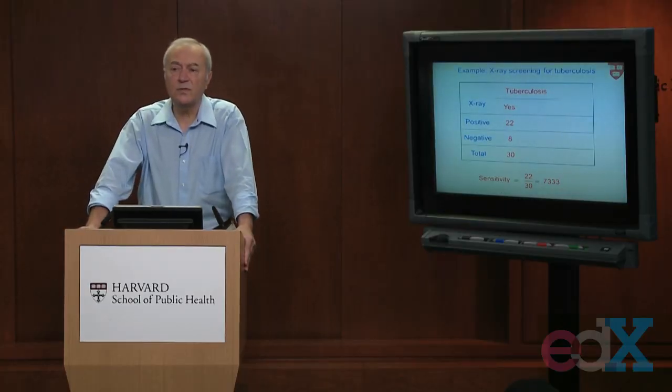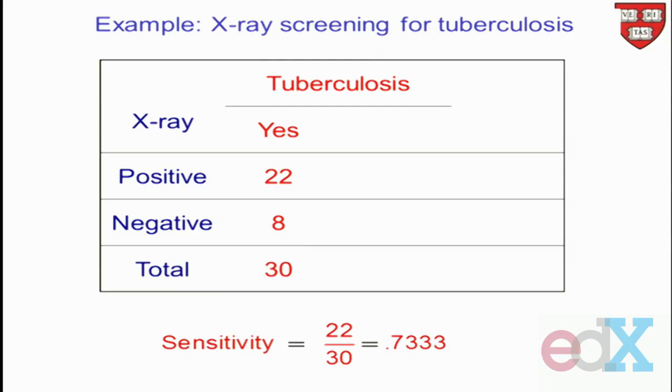Here's an example. Suppose we want to use X-rays to screen for tuberculosis. Here is a study done for this test. So of 30 people who had their X-rays taken, who had tuberculosis, we see that 22 of those 30 tested positive. Unfortunately, 8 tested negative. So this is what we call false negatives.